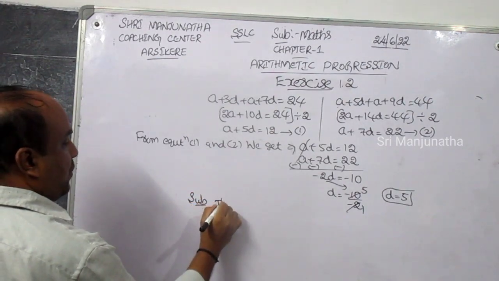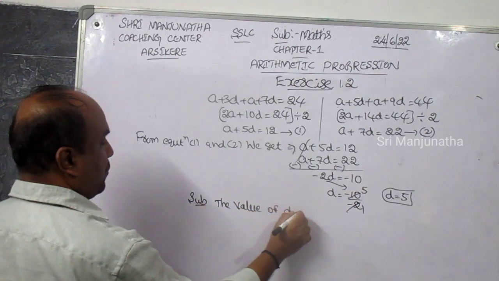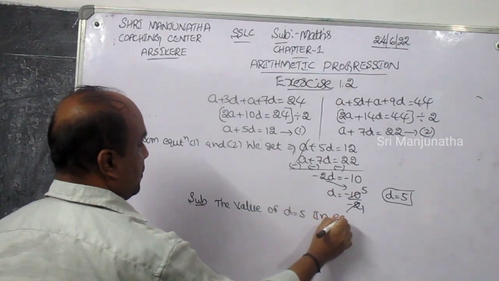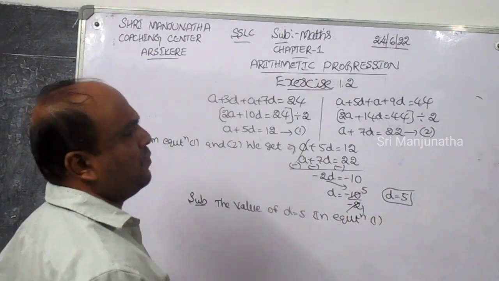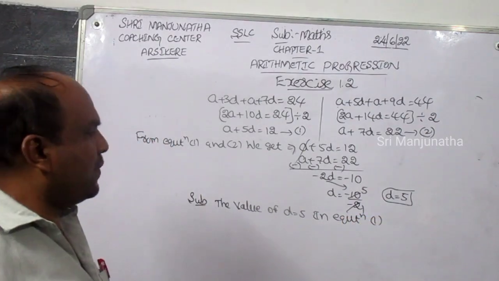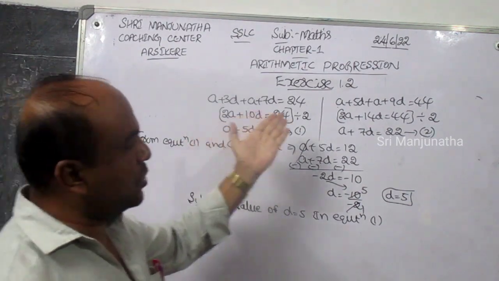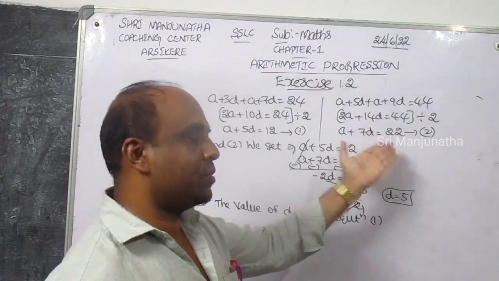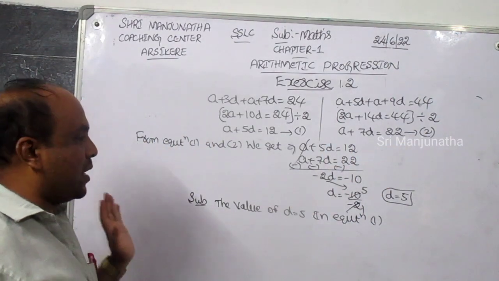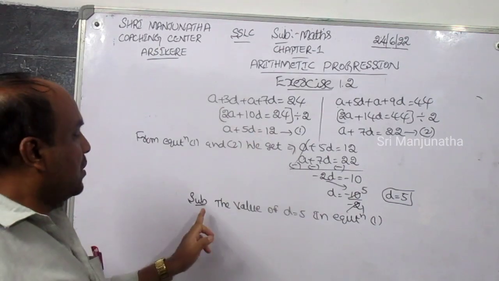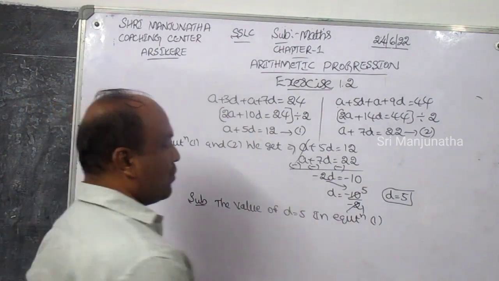Substitute the value of D is equal to 5 in equation 1 or 2. I have to take one for my convenience. I have to take equation number 1. Suppose you take equation 2 also, the answer will be the same. There is no change. For those reasons, I have to take equation 1. Substitute the value of D is equal to 5 in equation 1.